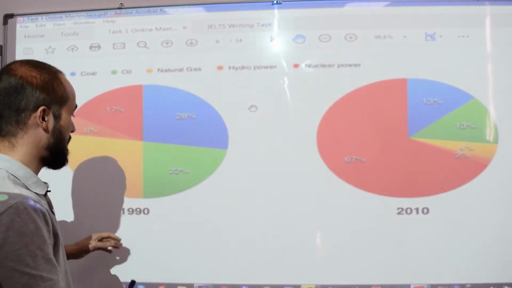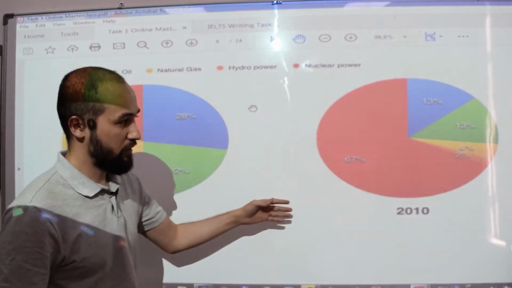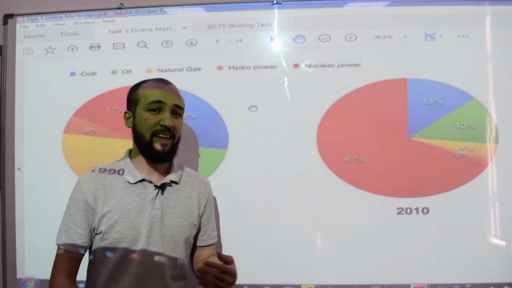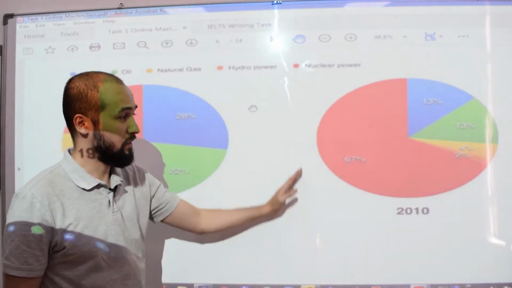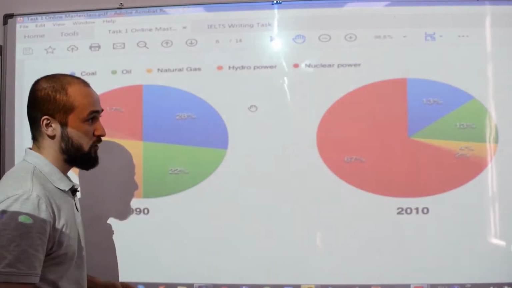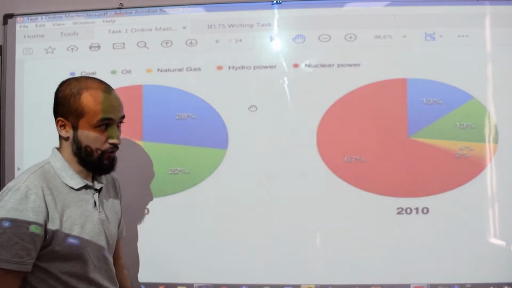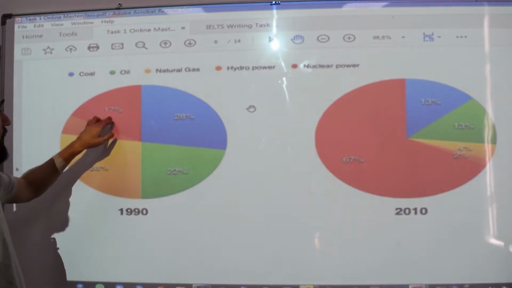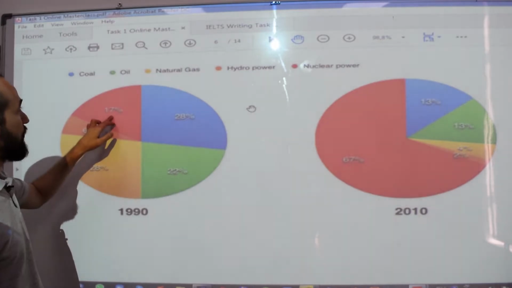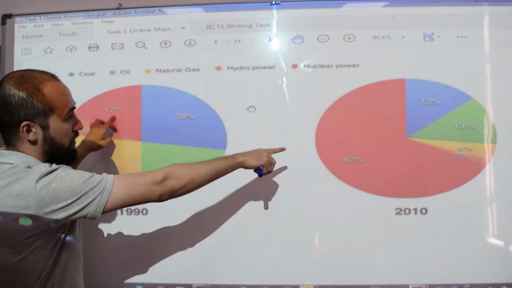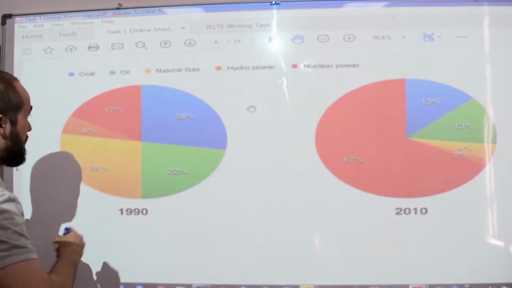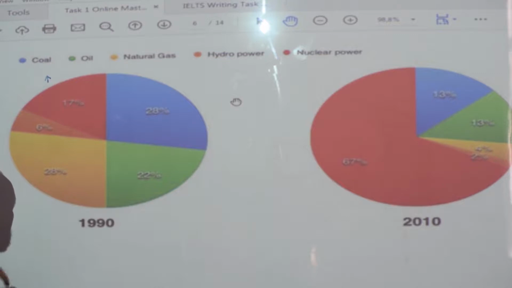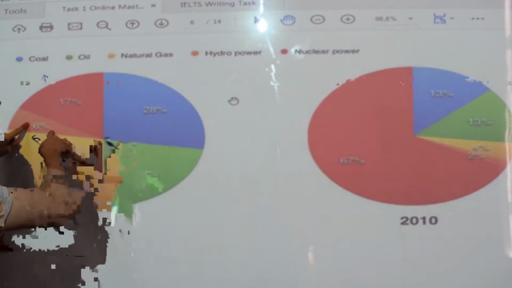How did we know? Because there are years, 1990 and 2010. And the next question is: is it dynamic trend or static trend? Well, that's static trend. How do I know? Because there's nothing in between. And now we need to analyze the big picture along with small pictures, but mostly the big picture. Here, 17%. What happened to nuclear power? 17% to 67%. What happened? Increase.